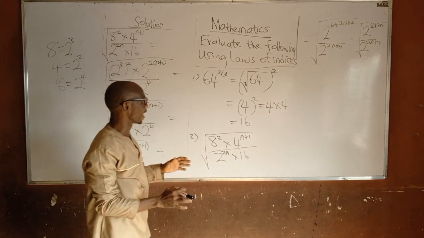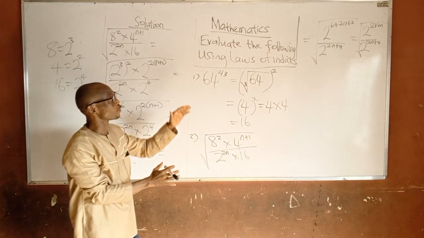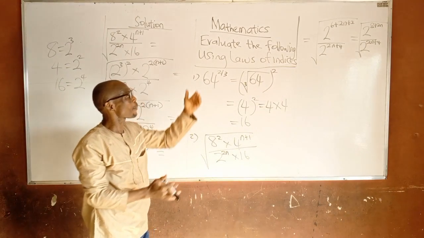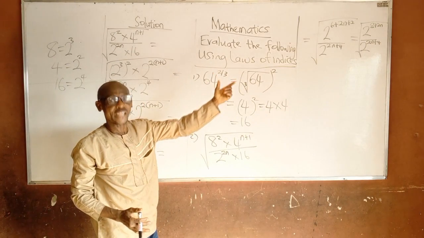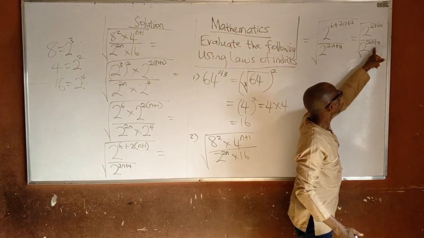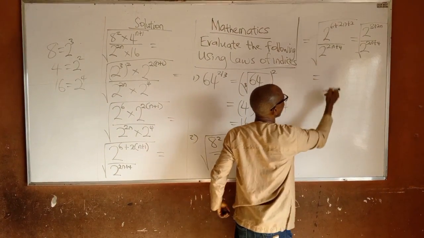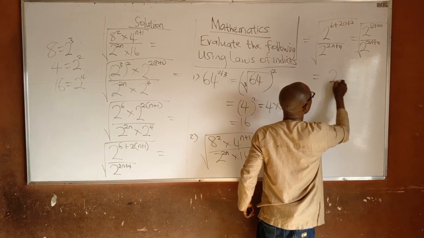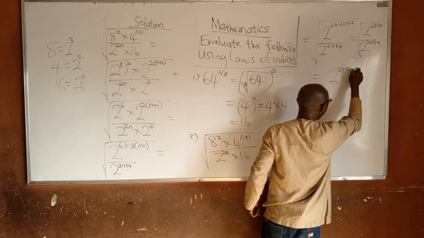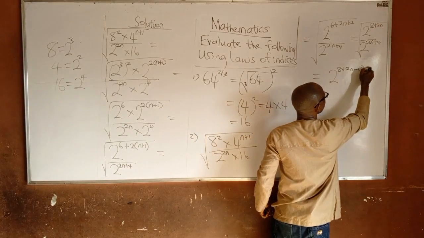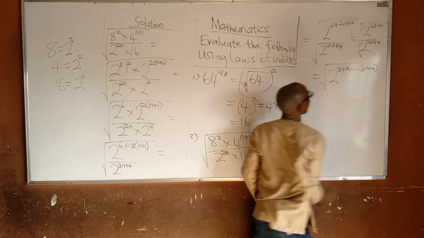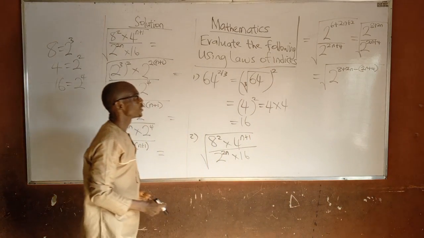We have succeeded in normalizing all the values in the numerator and the denominator. Now, still applying the principle of indices, we are going to subtract the value. So this is now equal to 2 raised to power 8 plus 2n minus 2n plus 4, all in square root.